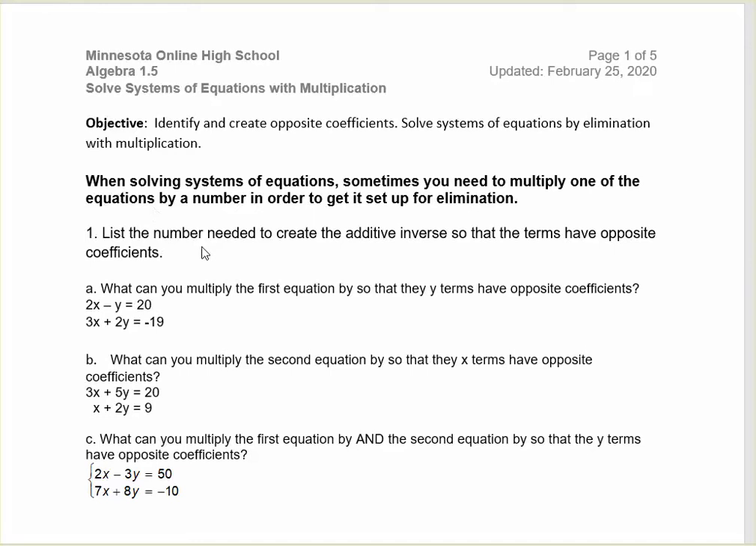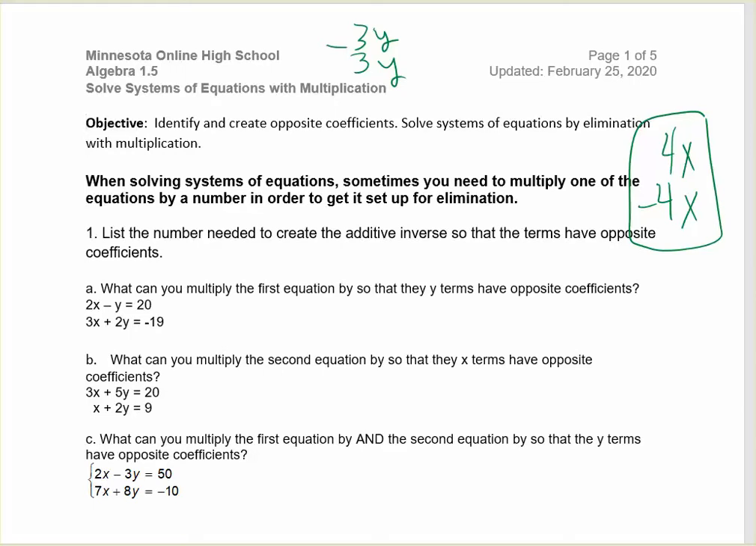It says list the number needed to create the additive inverse so that the terms have opposite coefficients. So here's an example of an opposite coefficient. If I have 4x, the coefficient of 4x is 4. The opposite coefficient would be a negative 4x. These would be opposite coefficients. Another example would be, let's say we had negative 3y. The opposite of that would be a positive 3y. Those are opposite coefficients. So in each of these problems, A, B, and C, you're going to answer the question about making the terms have opposite coefficients.